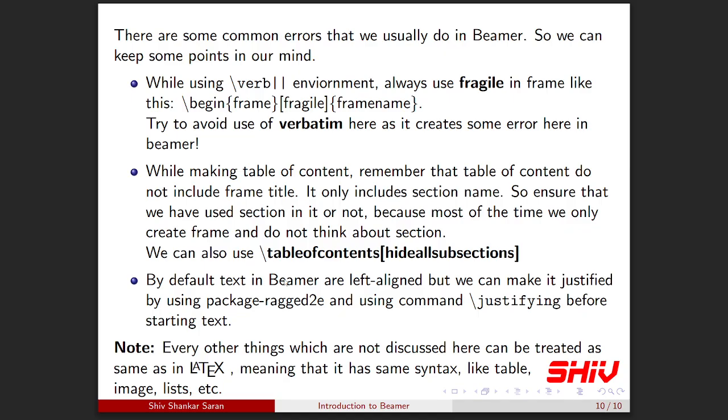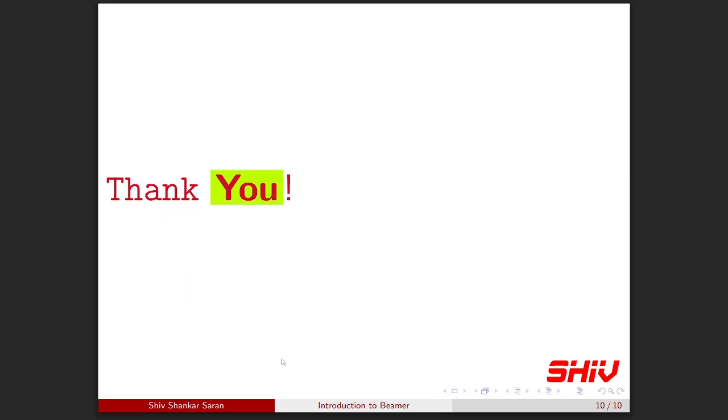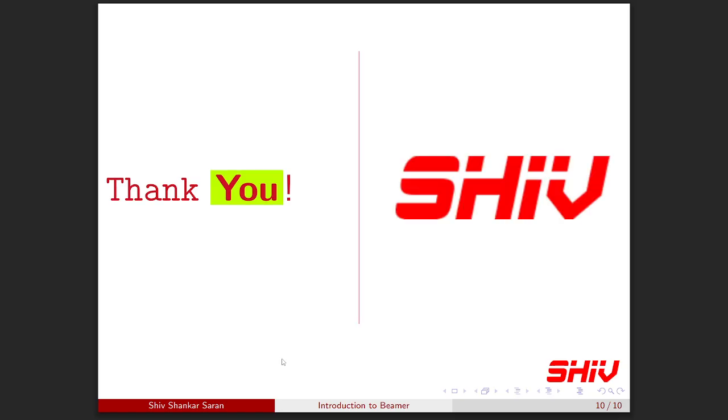By default, text in beamer is left aligned, but we can make it justified by using the package ragged2e and using the command backslash justifying before starting the text. Every other thing which is not discussed here can be treated the same as in LaTeX. So the commands are more or less the same. So thank you.